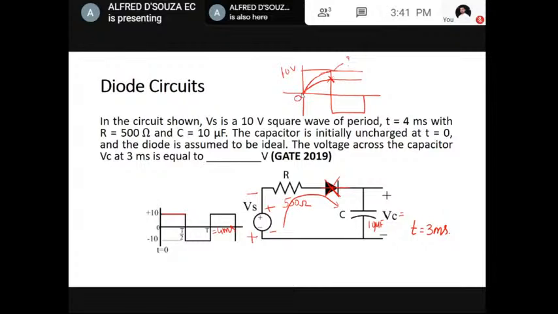So we have 0 here. This is 4 milliseconds and this will be 2 milliseconds. Okay. The first point here is to find out the time constant of the charging. That is given by RC. So R is 500.